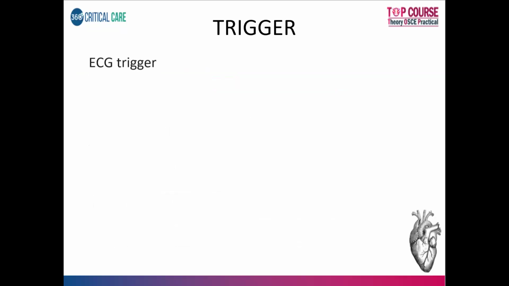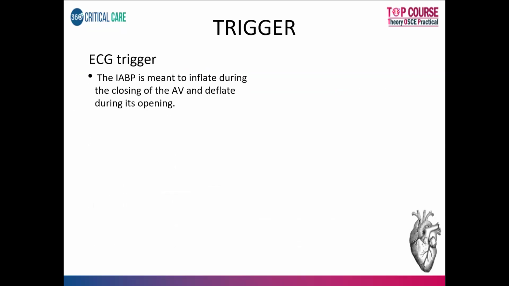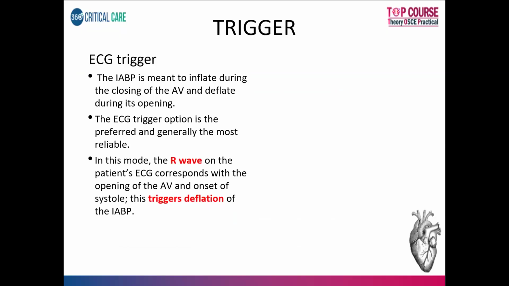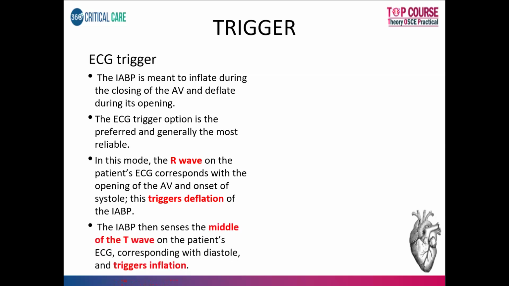So coming to the triggers, we have the ECG trigger. What I mean by ECG trigger is that the IABP is meant to inflate during the closing of the aortic valve, and it deflates during its opening. The ECG trigger option is the most preferred one, and it is the most reliable one. The R wave on the patient's ECG corresponds to the trigger of deflation. Okay, the IABP senses the middle of the T wave for the inflation.